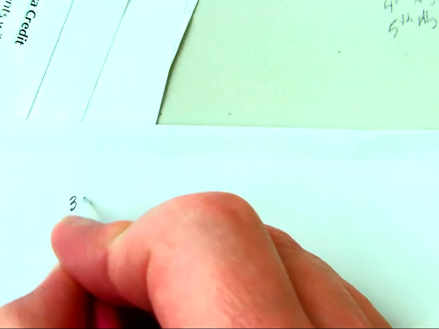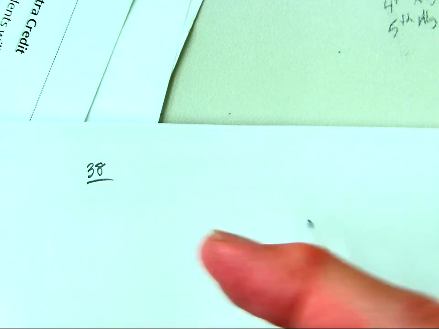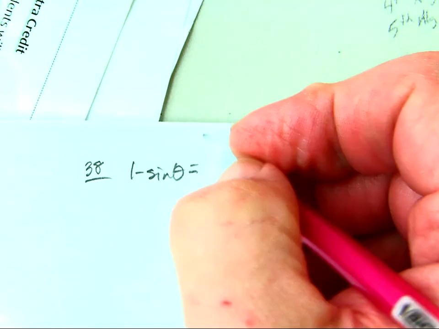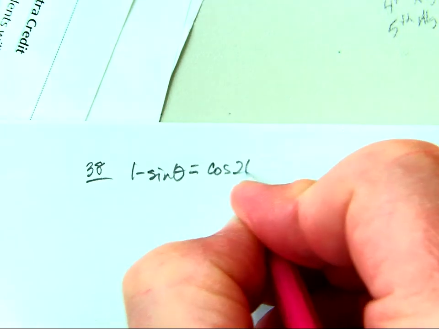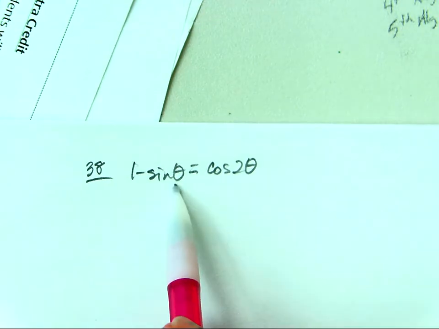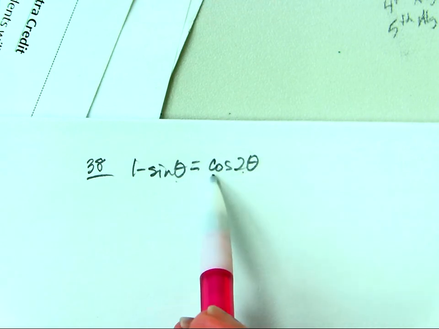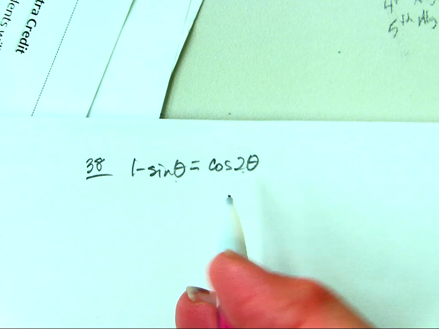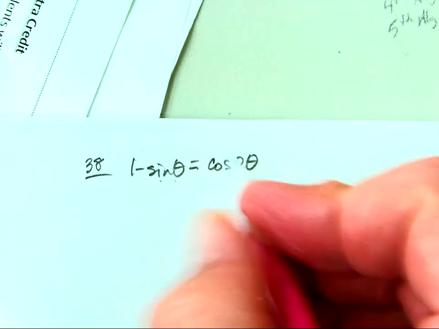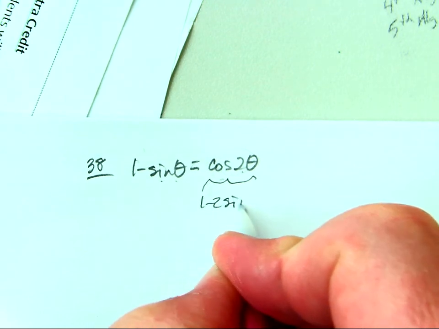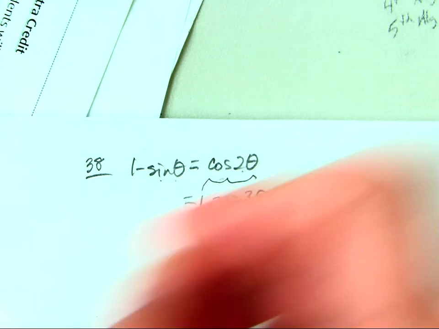If we did 38, let's see, 38 is 1 minus sine theta equals cosine of 2 theta. We did one like this before. Notice one angle is theta, the other angle is 2 theta again. We don't like that. Well, we have an identity. We have double angle identities. Since we already have sine, pick the one that has sine in it. Well, the one that has sine in it says cosine of 2 theta is 1 minus 2 sine squared theta. So we're going to put that in its place.